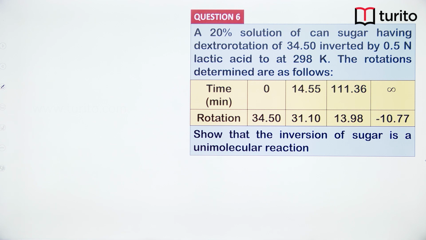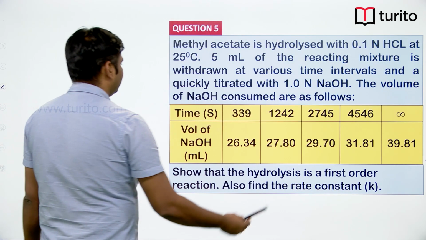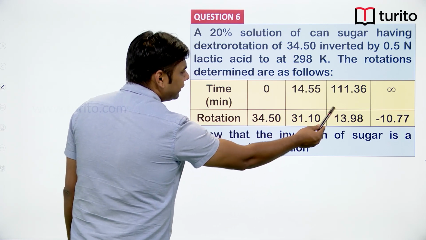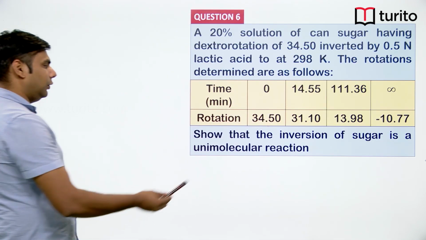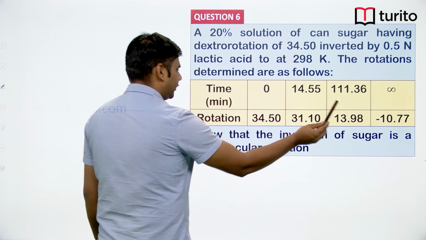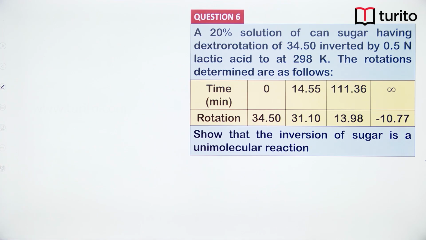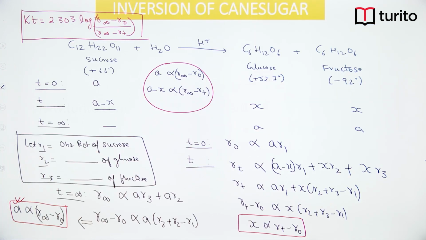You can do the same thing, we just have to use this formula. R naught, Rt and R infinity have been given to us. You just have to use the values, and take the sign as well. So this is plus, this is plus, this is plus, R infinity is minus 10.77. Just put them there and you will get the value of the same K. So this is again a first order reaction. This is also called an inversion reaction.